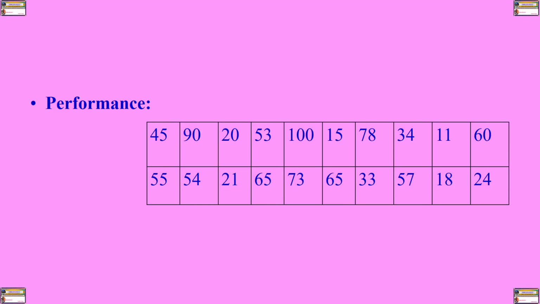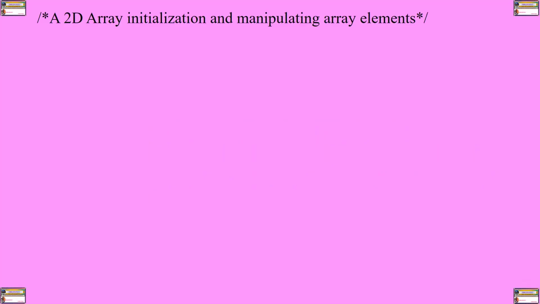So if you are going to request a processor to create a memory location that is going to hold values in 2 rows and 10 columns, we are going to give our subscripts as 2, 10. Performance, first subscript 2, and the other subscript 10, meaning 2 rows and 10 columns. Let's see that practically in the program so that we can avoid any confusion between the use of rows and columns, between referring to an element and declaring an array. So our comment is a two-dimensional array initialization and manipulating array elements.